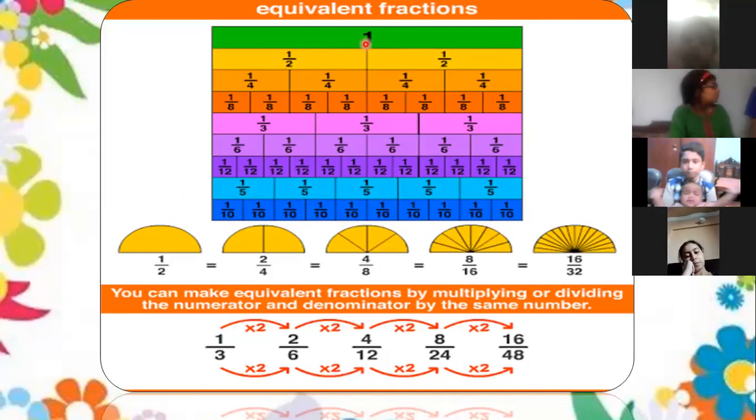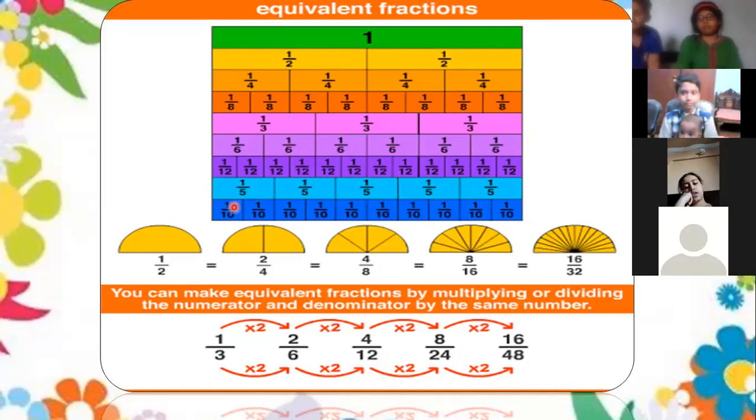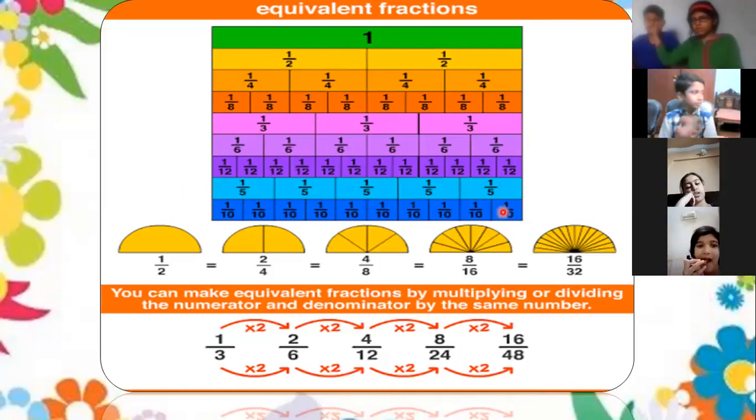So here we have divided this one whole into 10 equal parts, and each part is called 1 upon 10. And these 10 parts are called tenths.